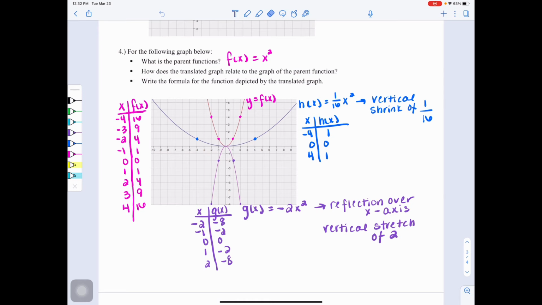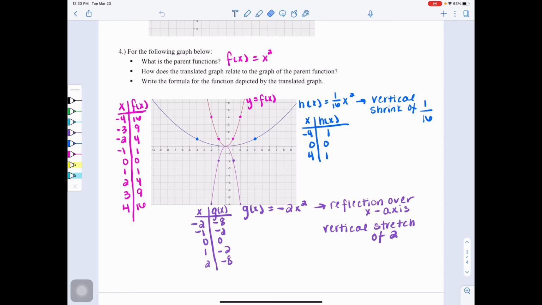So when I compare these certain values for h of x, I see that my output for 4, let's look at 4 as an example. Originally, 4's output was 16. Now for h of x, 4's output is a 1. So I'm taking 1/16 of my output in order to get h of x. So you can see that I've multiplied by 1/16 on the outside, which means that this is a vertical shrink of 1/16.